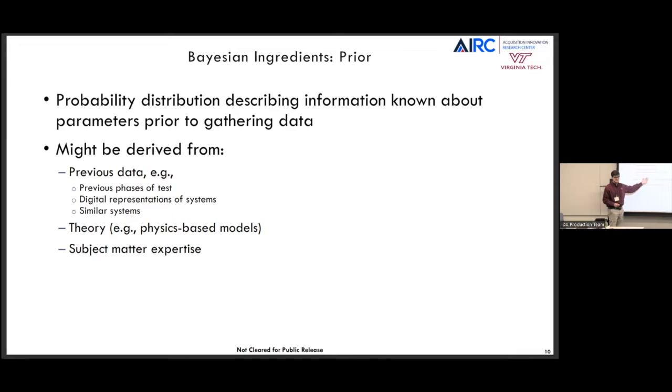Theory. Sometimes you don't want your model to violate physical laws, so you may be able to say things from theory about that, or potentially subject matter expertise. If you have a SME who just knows certain things about what likely values of this parameter are, it might be worth encoding that into the prior.